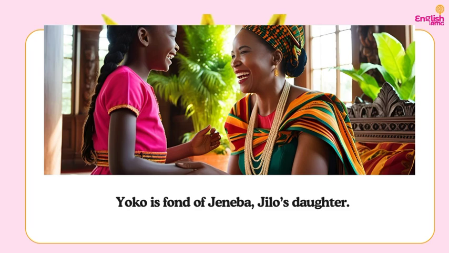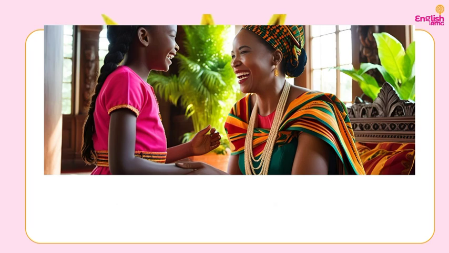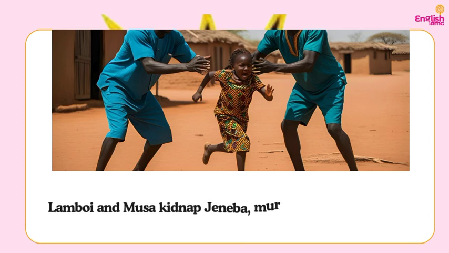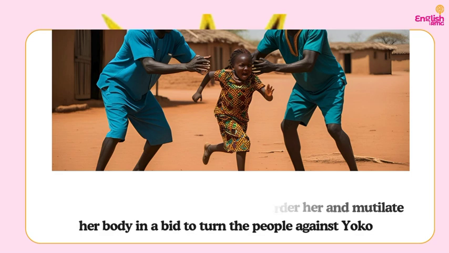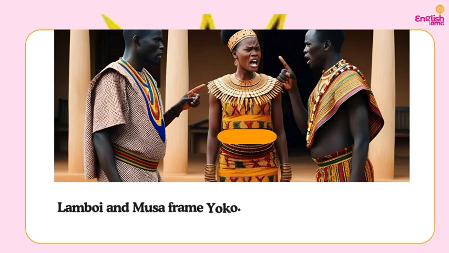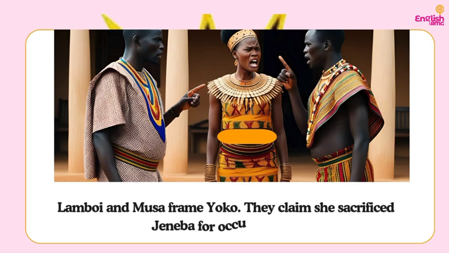So, in order to console herself, she often dotes on Jennifer, who is Jilo's daughter. You remember the Jilo and Ndapi story. They both have a daughter together, who is Jennifer. However, Lamboy, who is still very much ruthless in order to achieve his goal, tried to kidnap Jennifer. Eventually, he kidnapped her, murdered her, and mutilated her body in a bid to turn the people against Yoko. He did it just to frame Yoko for the act so that the people can turn against Yoko. After burying the girl in a shallow grave, he framed Yoko for it.